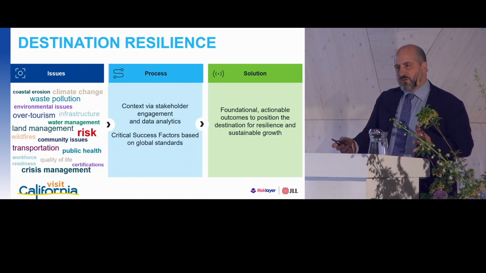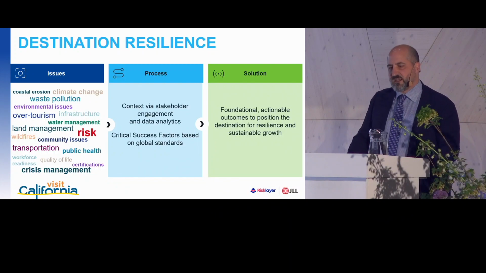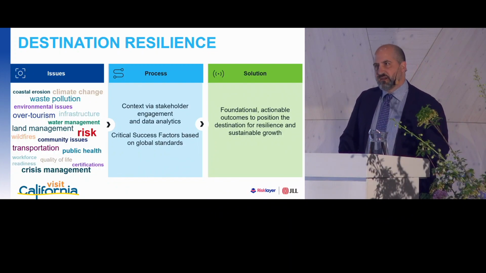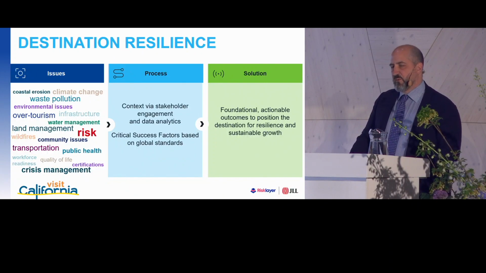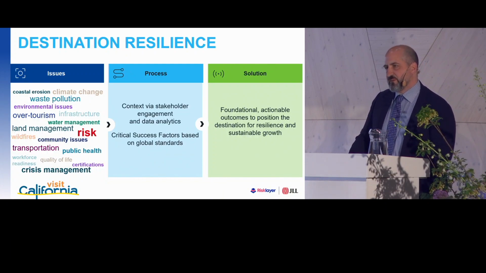So moving on from the hotel lens to all of this information, how do we use it at the destination scale? And I wanted to really highlight here a project that we're involved with, the tourism board in California, Visit California, where the objective of this project is to develop a sustainability and resilience strategy for the state of California and its 12 different tourism regions that it operates in.